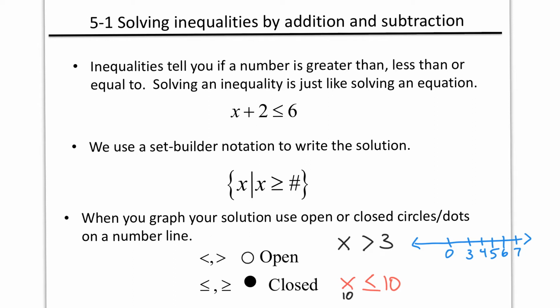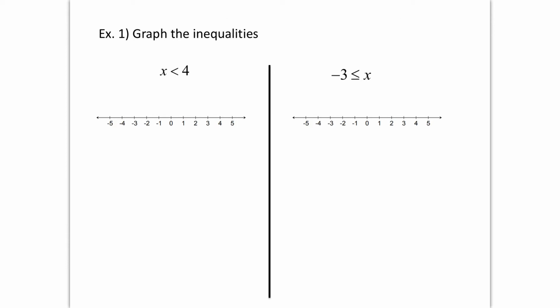So 10 or less: 10, 9, 8, 7, 6, 5, 4, 3, 2, 1, all the way to the negative numbers. So that's when we need a closed circle. We're going to need that on top of our graph of the number, because closed means you're including the number in your answers. Open circle, you're not including the number in your answers.